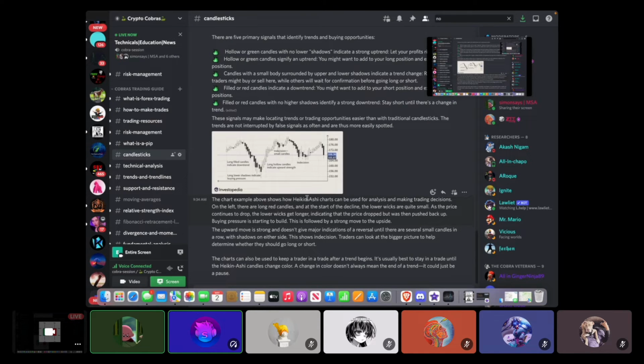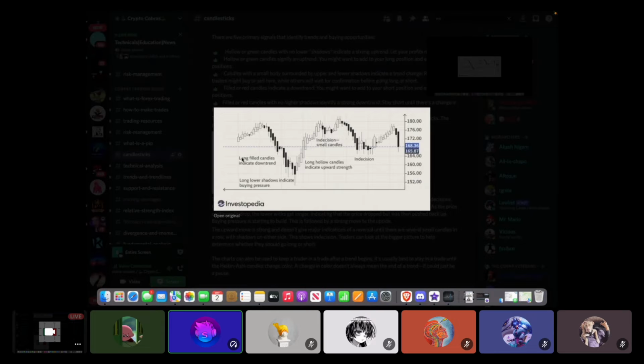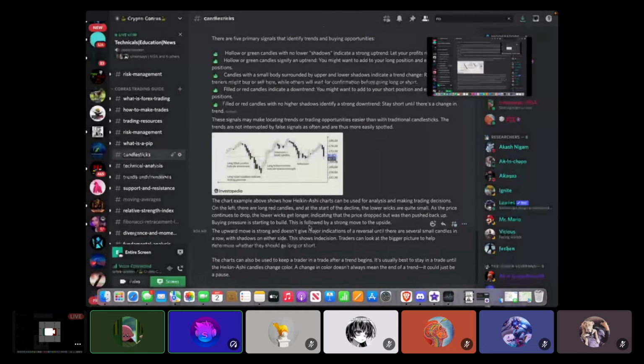That chart example above shows the Heikin-Ashi charts and how they can be used for analysis and making trend decisions. On the left, there are the long red candles at the start of the decline, and the wicks are quite small. As the price continues to drop, the lower wicks get longer, right? Long filled candles indicate a downtrend. Long lower shadows indicate the buying pressure. So this is like the trend reversing, like every time it hits this point, it's bought up, right? And that's what the wicks show you as well.